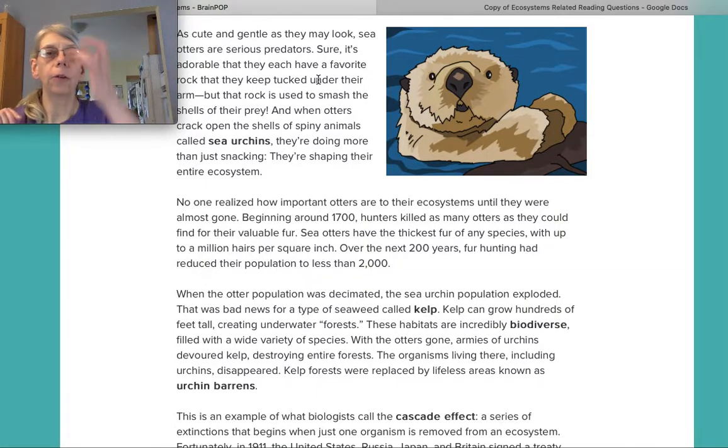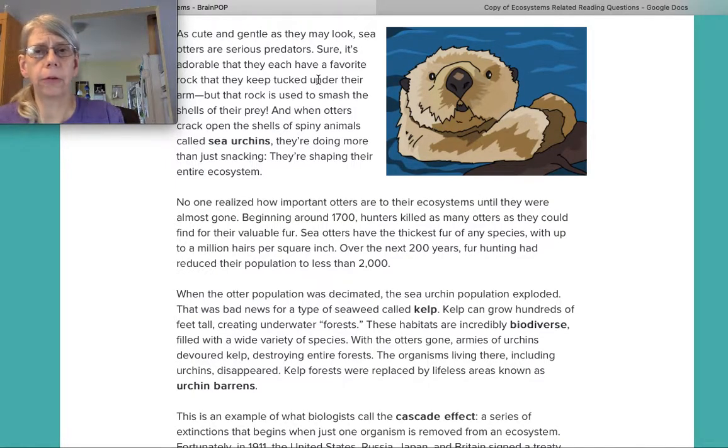As cute and gentle as they may look, sea otters are serious predators. Sure, it's adorable that they each have a favorite rock that they keep tucked under their arm, but that rock is used to smash the shells of their prey. One thing they like to eat is a mollusk called abalone. It's related to clams and oysters and scallops and mussels. All right, those have shells that have to get smashed open.